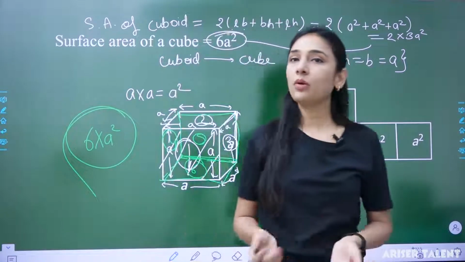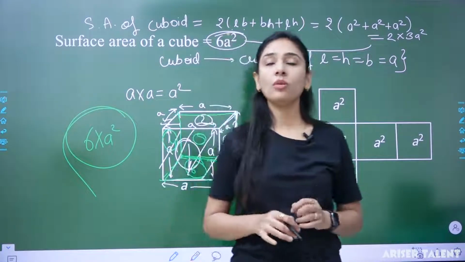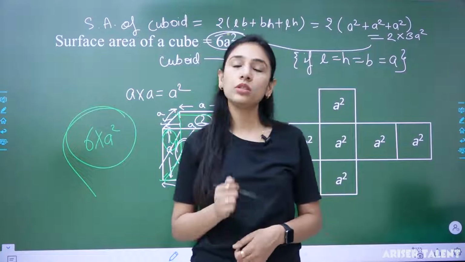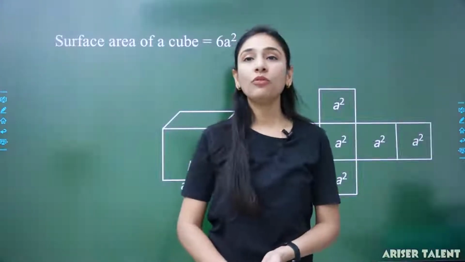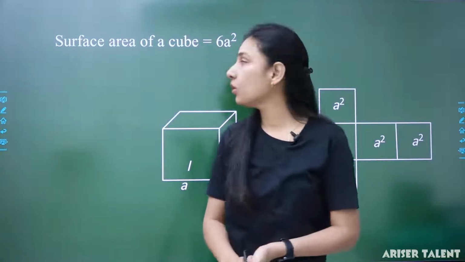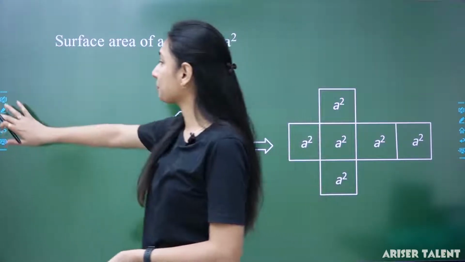Okay, and if you talk about the volume of it, the volume of a cuboid, I've told you, is equal to what? L multiplied by B multiplied by H. So the volume of a cube will be A cube. Okay, here.